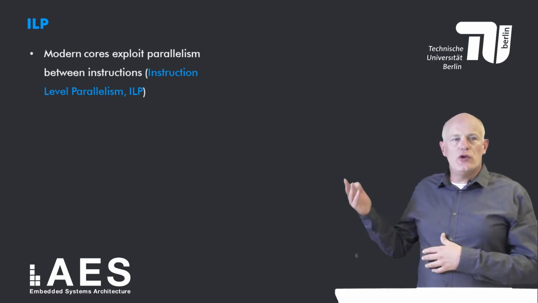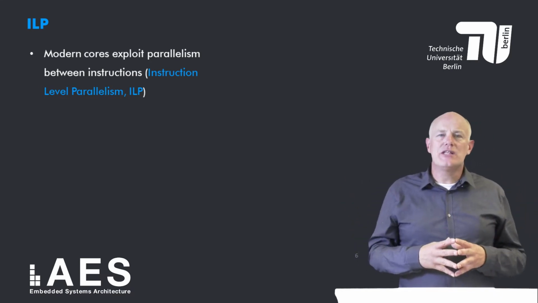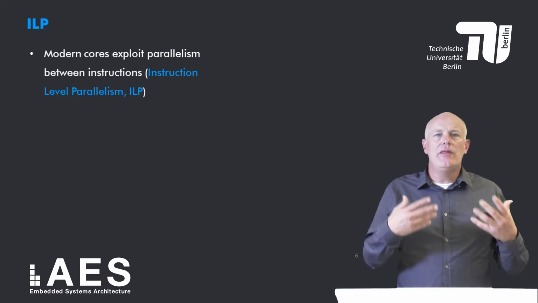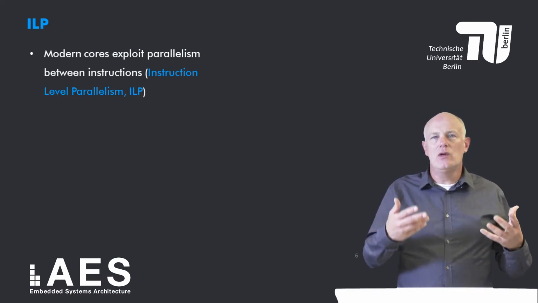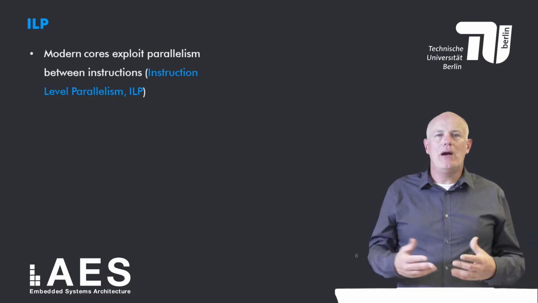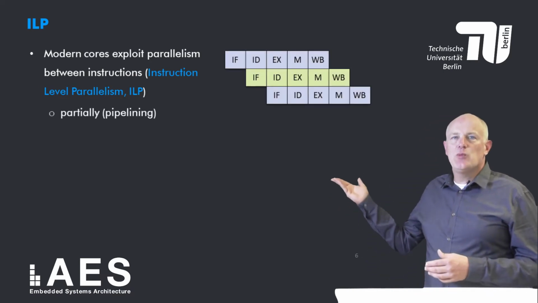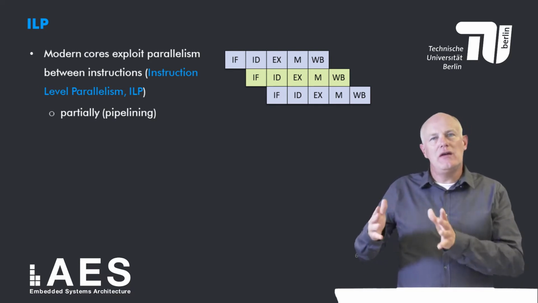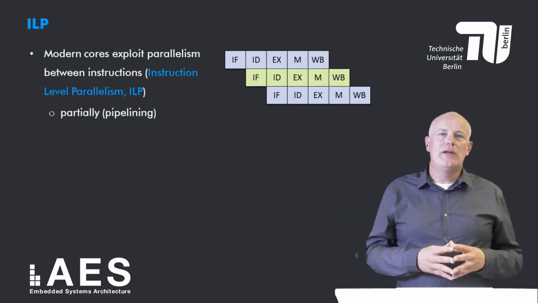I already used the term ILP, but haven't given a precise definition yet. Instruction level parallelism is the property that computer instructions can be executed partially or completely in parallel. Pipelining, as we have seen before, is one form of ILP where the execution of different instructions is overlapped.